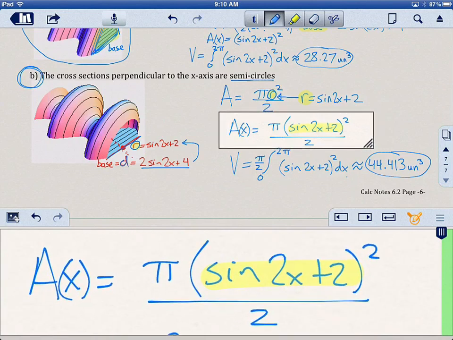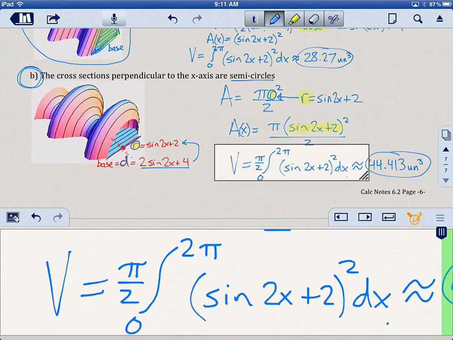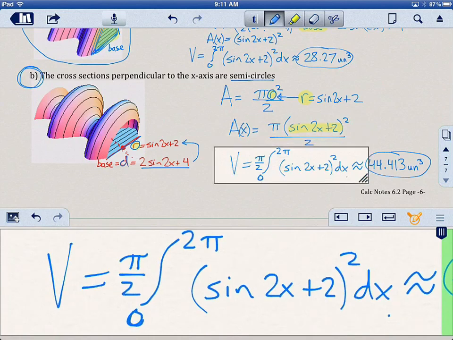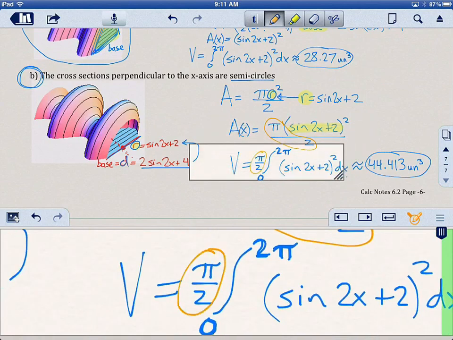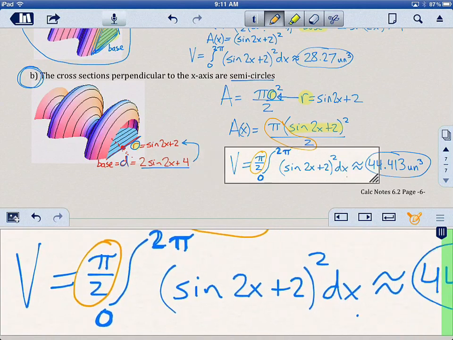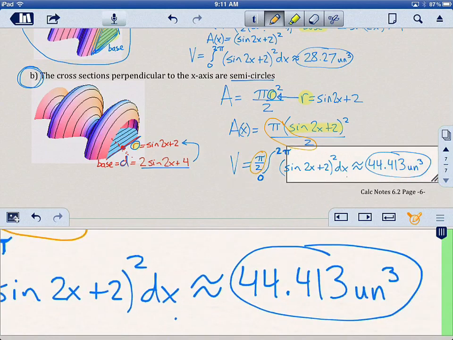And so the area of our semicircle, our known cross-section, is going to be pi times sine 2x plus 2 squared over 2. When we find the volume, we're just going to integrate this from 0 to 2 pi. So it's the same limits of integration. And just one note here, that I took the constant pi over 2 and just put it on the outside. So it's still a good technique, makes it a little easier there. And when we evaluate this, we get 44.413 cubic units. Alright, so that has been finding volumes of solids with known cross sections.